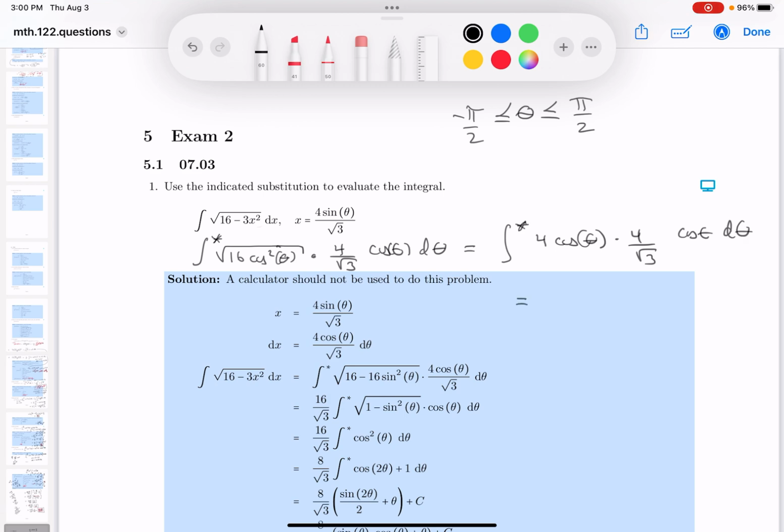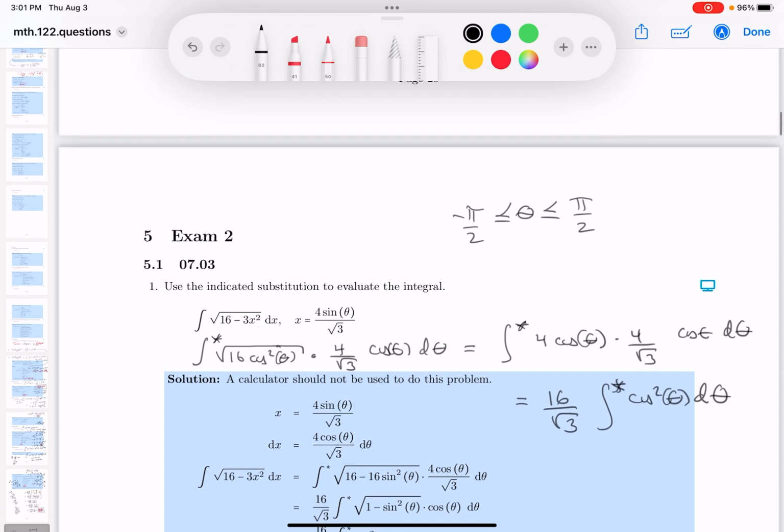I'm going to rewrite it. That's going to be 16 over root 3, and that's going to be cosine squared theta. Well, sort of deja vu all over again. And what I mean by that is I'm looking at the cosine squared and I realize I need a double angle formula again. It's not that we've seen in the past. So let's write that down.